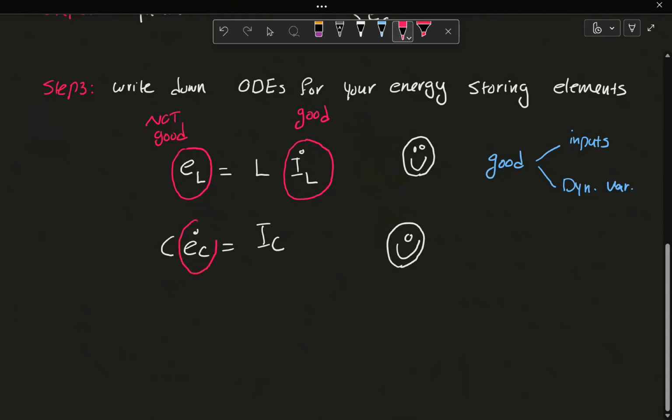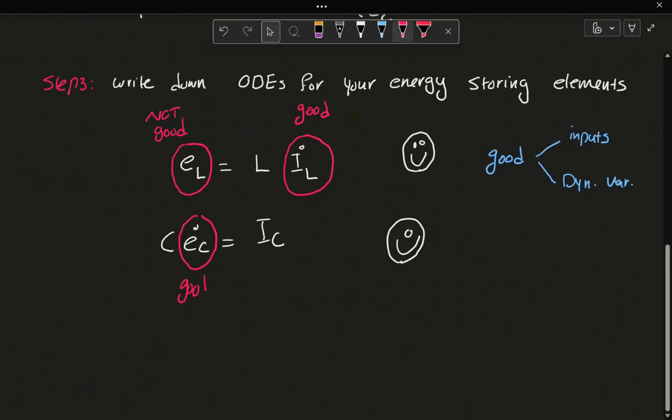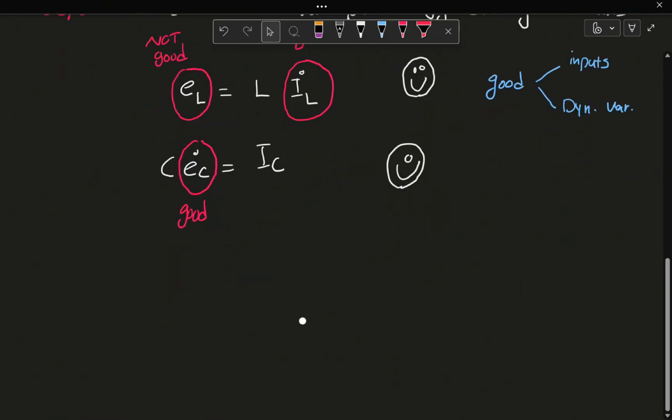What do you guys think about E dot C? Well, okay, EC is your dynamic variable, E dot C is the time derivative of it, so it sounds like it's a good term. And at last, IC is not your dynamic variable. It's not your input. It's not a good term. So you have to get rid of IC as well. Okay. So look at this. Your job from now on is getting rid of the not good terms, which are EL and IC, using three tools that you have in your toolbox. What are those three tools? KVL, KCL, and Ohm's law.